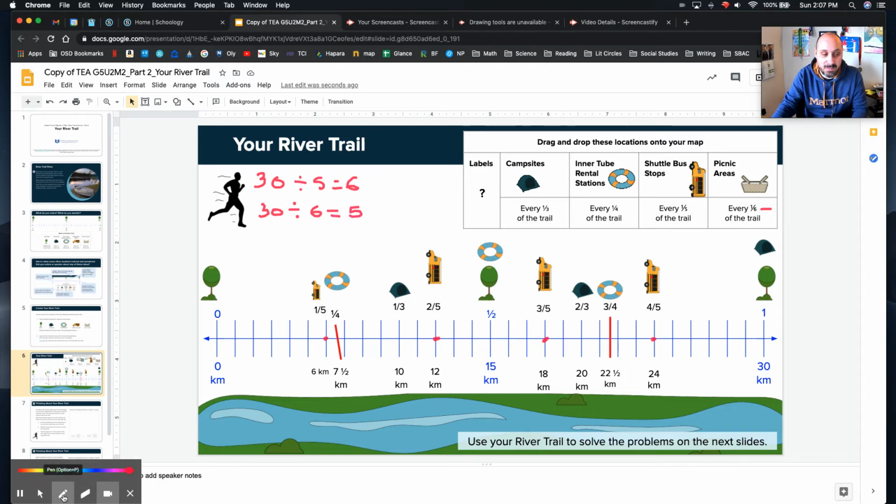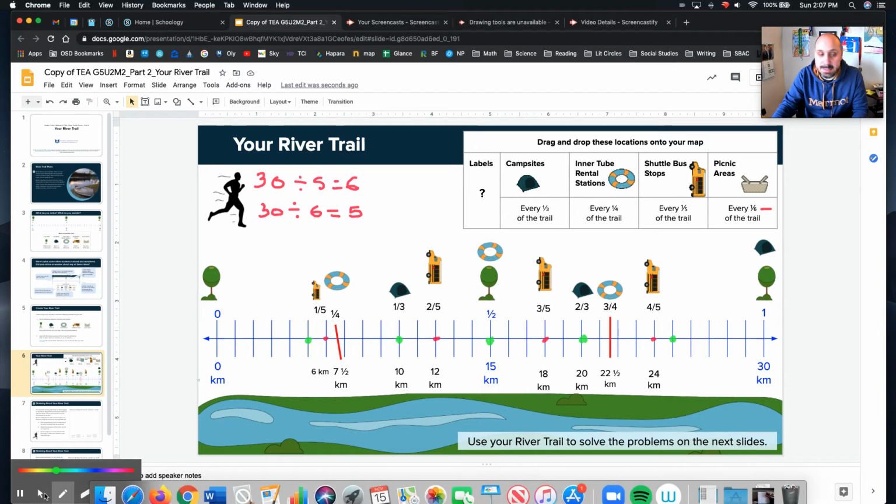So every 5th, let's go with green on this one. 1, 2, 3, 4, 5. Picnic area there. 1, 2, 3, 4, 5. So look at that. It's at the campsite there, 10. And then another 5 is 15. We have a lot at the halfway point, don't we? Another 5 is 20. 1, 2, 3, 4, 5. Look, we have a camp area there again. Then 1, 2, 3, 4, 5 at 25. So this is my picnic areas.